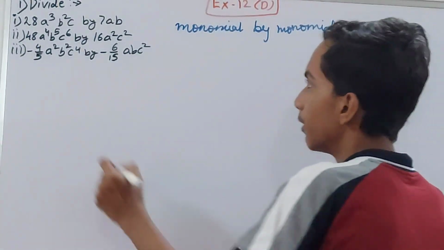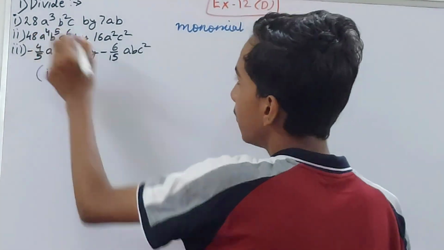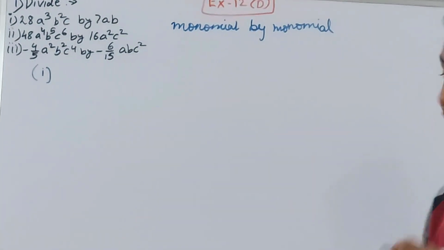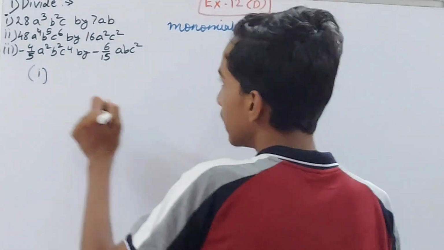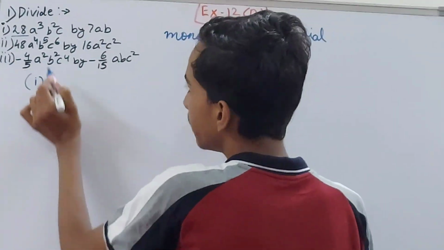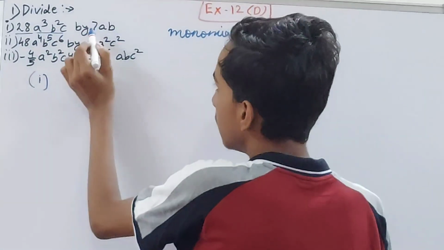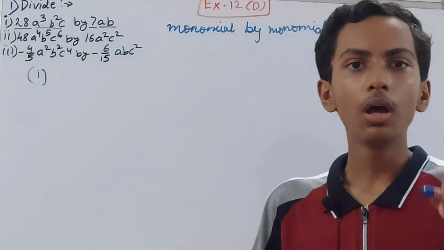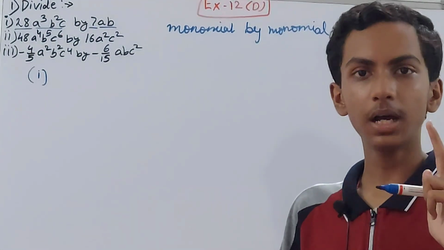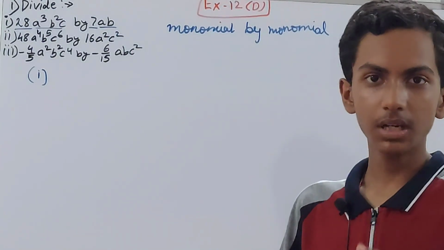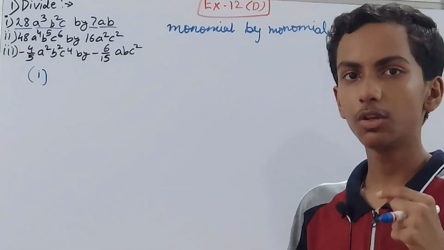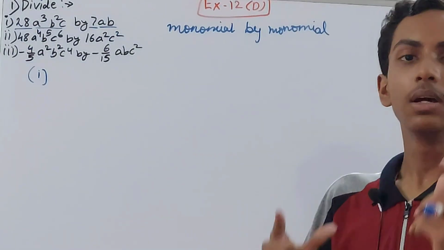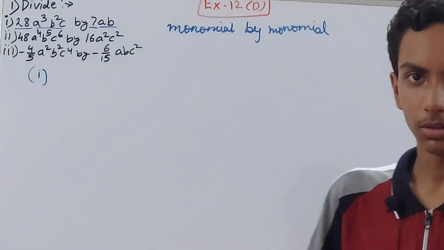How will you do this? First part, you have 28a cube b square c by 7ab. Now in these two terms, can you see this is the number part, this is the variable part, this is the number part, this is the variable part. So what you have to do, you have to divide the number part with the other number separately. That means you have to divide the numerical coefficient separately and the literal coefficient also separately. Then whatever you get, you multiply both of them.